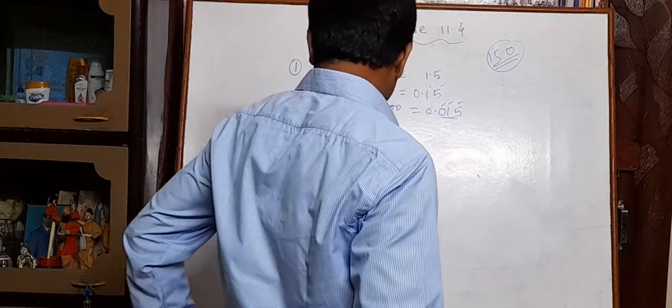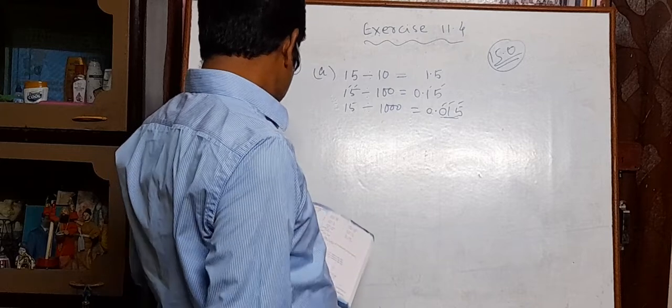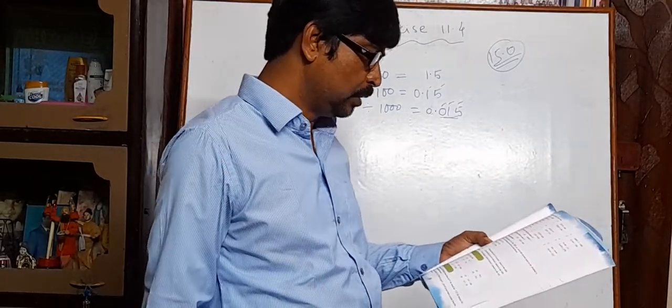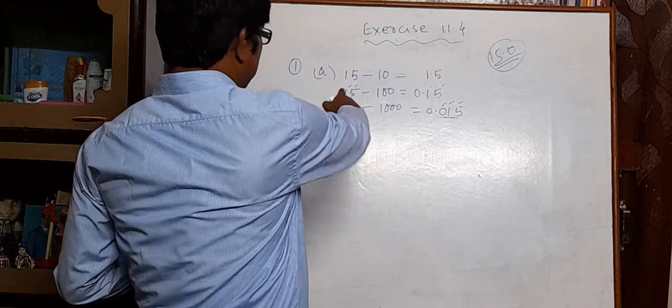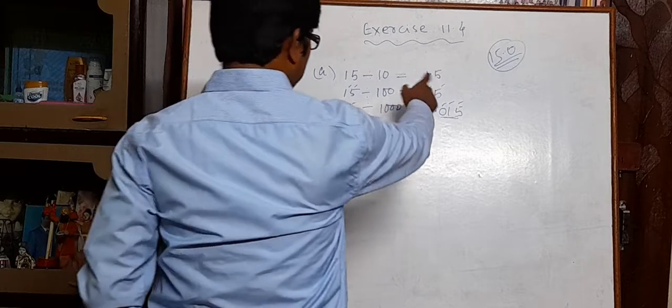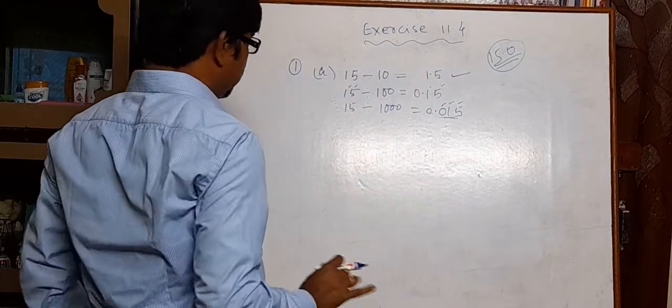Today, we shall do exercise 11.4. Okay. First question is divide the following by 10, 100, and 1000. First question is 15. Well, 15 divided by 10, the answer will be 1.5. But why? Why 1.5? Okay, see the process.